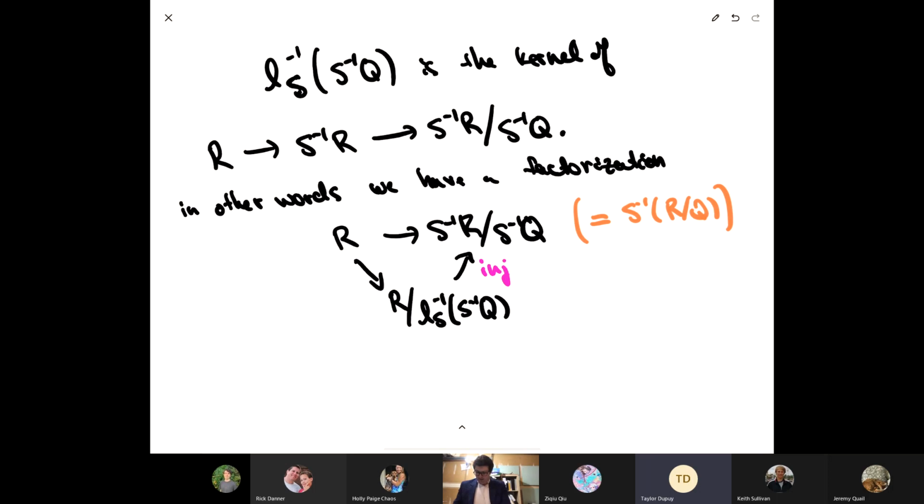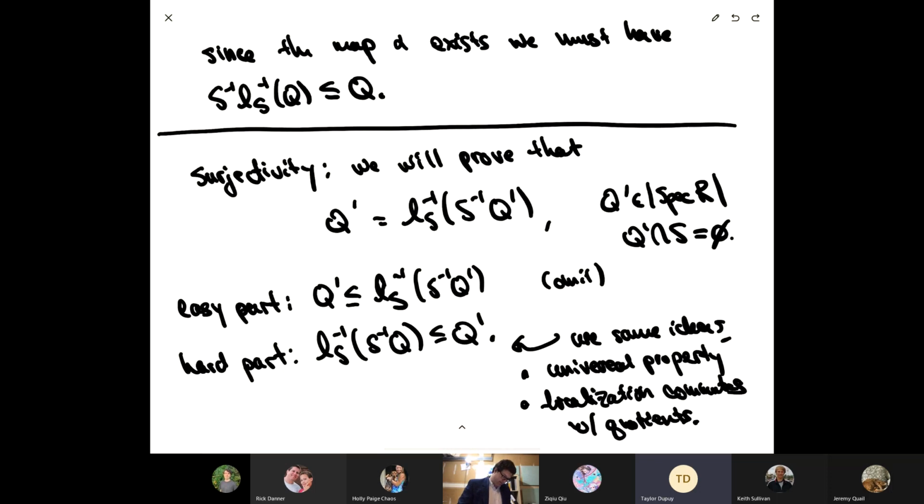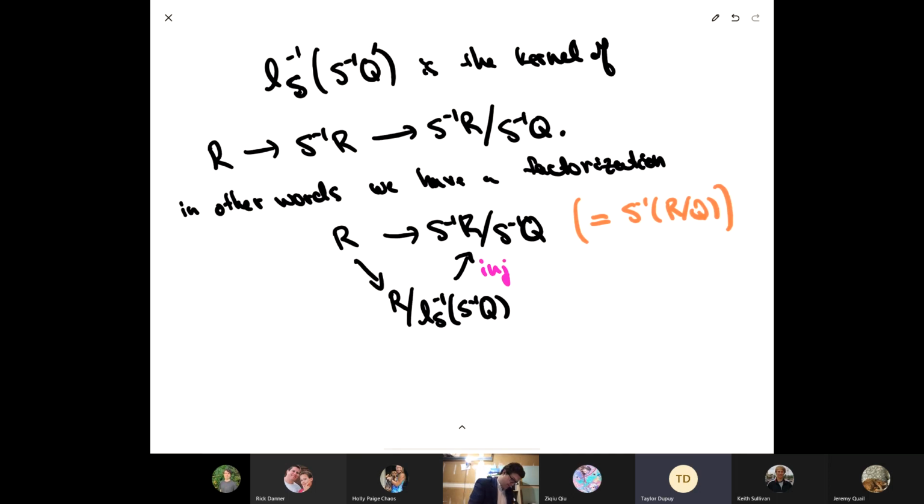Okay, so we're doing Q primes everywhere. Excuse me, I dropped my Q prime somewhere. So we're going to show that they're the same. I guess we already had this.